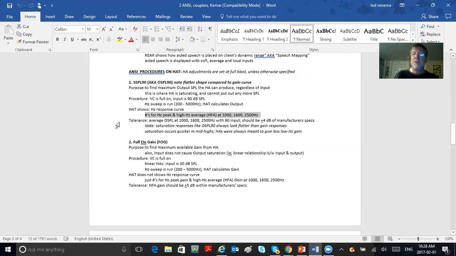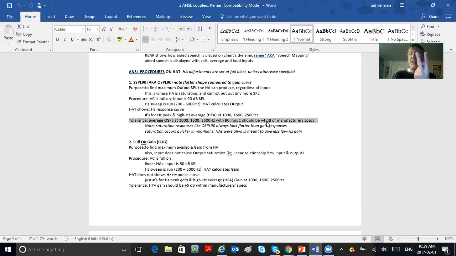What's the tolerance? What should it be? The output, all these things should be within plus or minus 4 dB of what the manufacturer said it was going to be for that particular hearing aid product. Was it what the manufacturer said it was? When you looked at your specs, went into your software, looked at your hearing aid specs, was it truly there, what it was supposed to be?